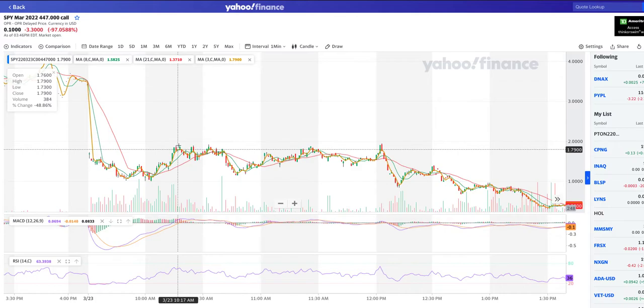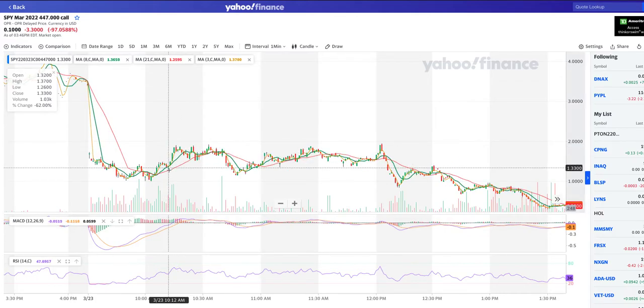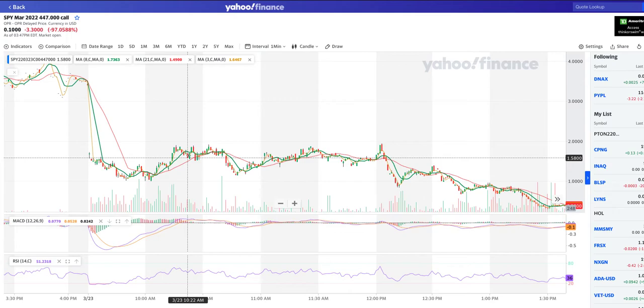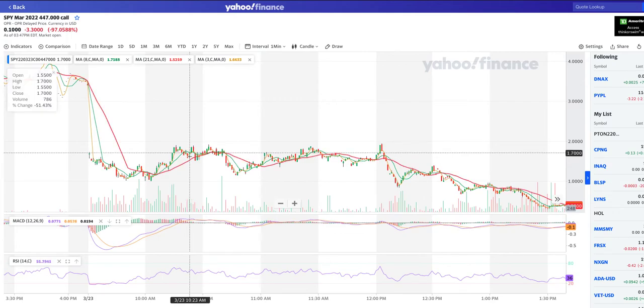Now, if you look at this here, the first pullback hit the red line here, 21. It went up and it created a resistance. It couldn't break above this. Nobody else wanted to buy options. Then it pulled back. Now, as you can see here, pull back to a high of 170.